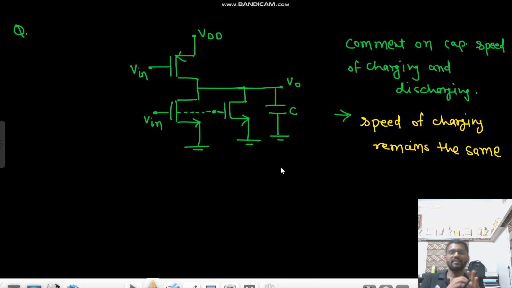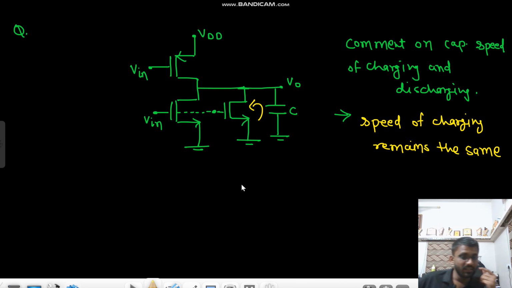Now coming to the speed of discharging. In case of one NMOS, we now have two NMOS. If we have two NMOS, in saturation region we will have two current sources. If we have two current sources, that means we will have more current. So more current will be coming out of this capacitor, which means it will discharge faster. So the speed of discharging is increasing.